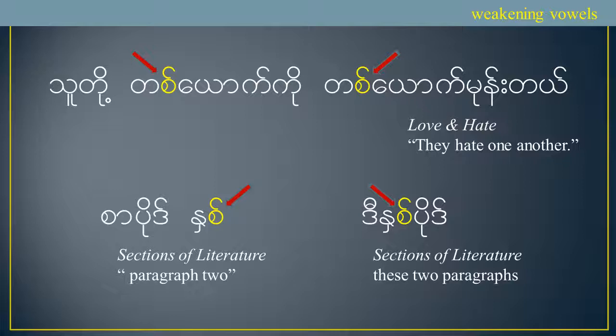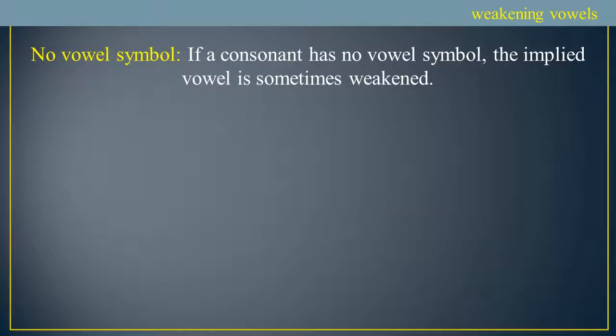So it's going to occur a lot with numbers, the number 1, the number 2, the number 7, the number 8. All of those have this vowel symbol, and almost always they are weakened if they're a part of a phrase, if there's a syllable that follows. Okay, let's look at another example of when you would weaken a vowel.